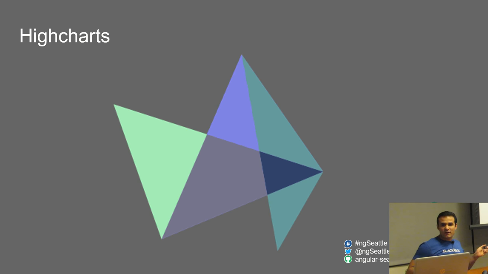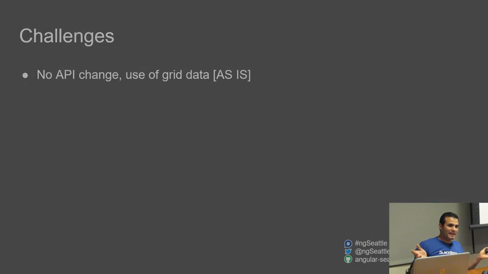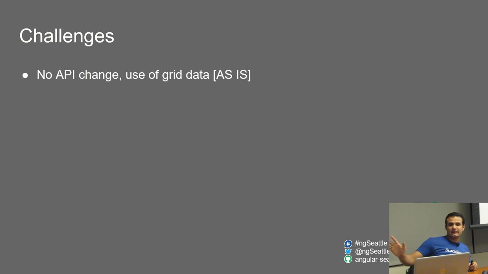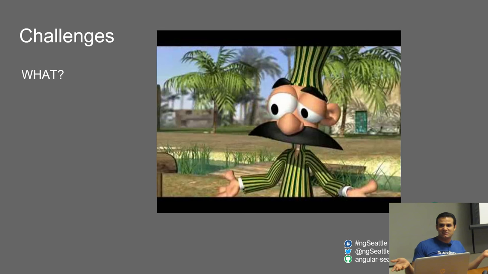Once I started looking into Highcharts, I heard we have some other teams here in BlackRock who are using Highcharts. So I said, well, I'll use them to teach me a little bit about Highcharts. And then I started to face some issues. The first requirement that came in was, we have this grid data, just use it as is and display it as Highcharts. And I was like, what? Data for grids is totally different than Highcharts. Series are totally different. What's going on here?